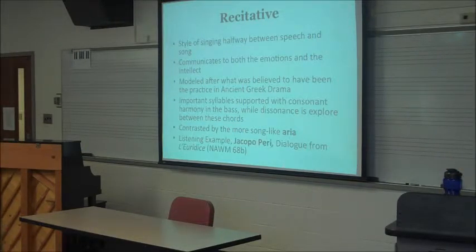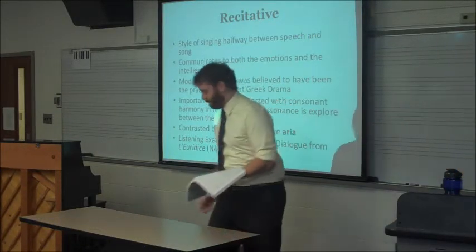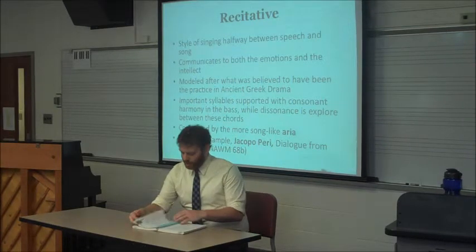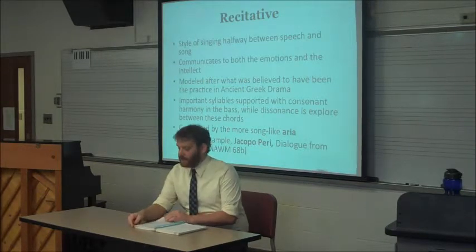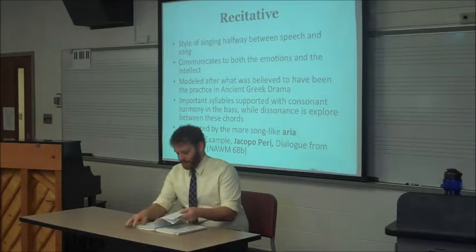So let's go ahead and look at an example. So we're going to look at, from Jacopo Peri's Eurydice, number 68. So please get to where you can see a score, yourself or your neighbors. It starts on page, we're actually going to start with 68B, so page 401. Well, first, actually, we'll go to the text here.